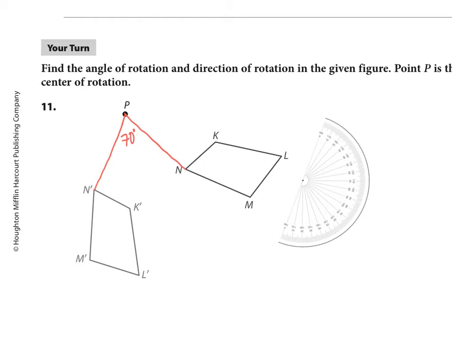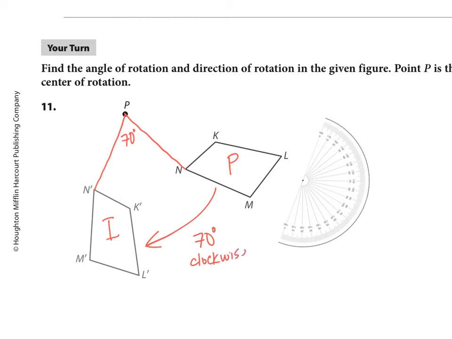It's also important to identify which one is your pre-image and your image. So just know that one's the pre-image. This one is the image because of the way the points are labeled. With the N prime, K prime, M prime, that means it's already gone through a transformation. So that's our image. That means it went this way, right? Which way is that? That would be 70 degrees clockwise.